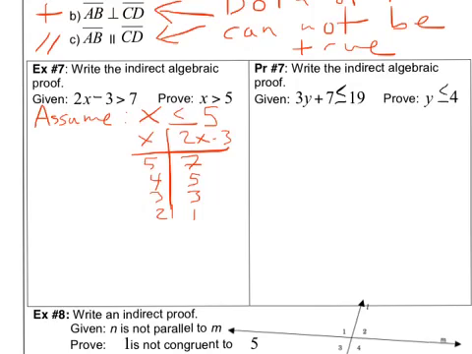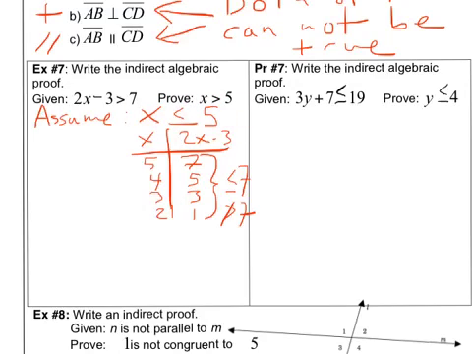Okay, well, let's look. 2x minus 3 is supposed to be greater than 7, but is that what's going on here? No, all of these values are less than or equal to 7. Not greater than 7. So this cannot be true. X cannot be less than or equal to 5.